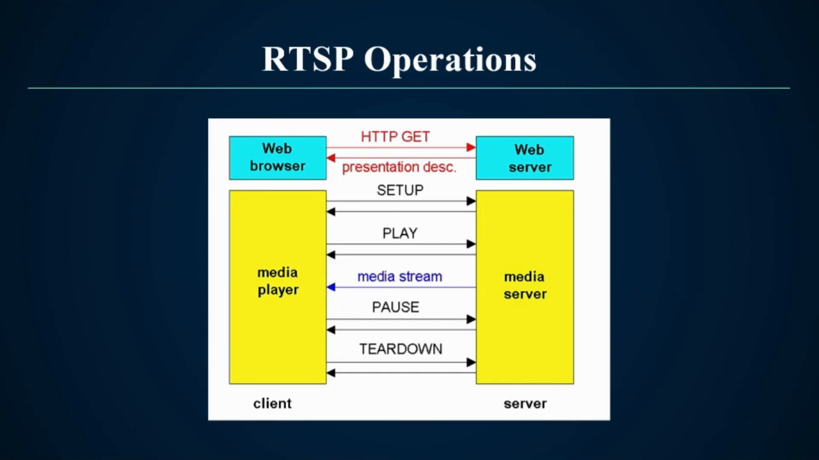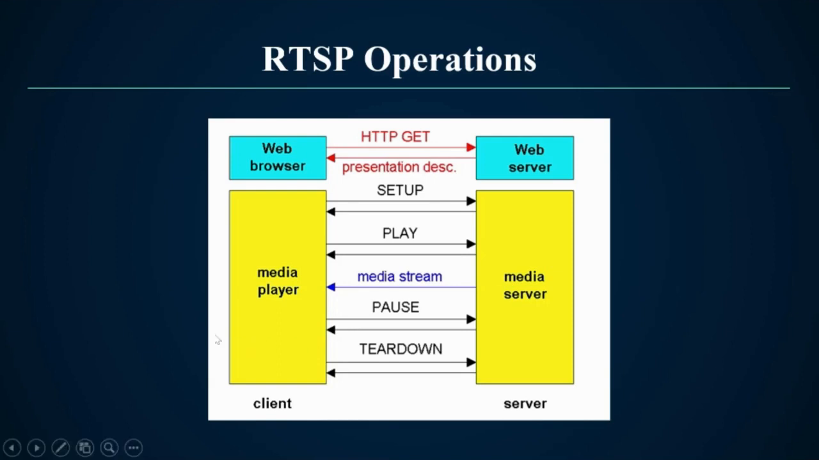Now we will look at the basic RTSP operations in a visual way. First of all, the client will send the setup request to the server and it will reply to its request and set up the session. Next, client will request the play operation and the server replies for the same. Then the actual data transmission begins and it will use RTP protocol for real-time transmission of audio and video.